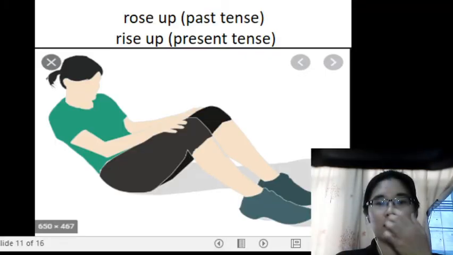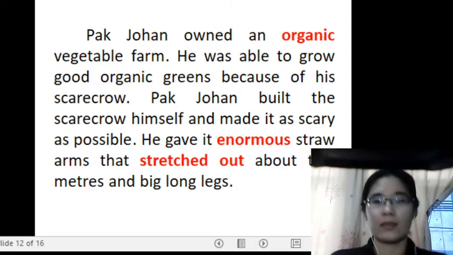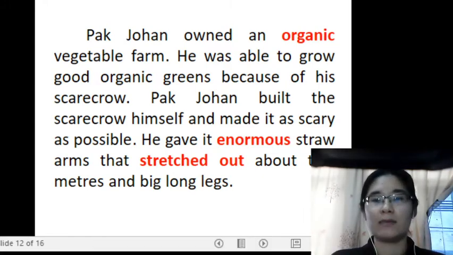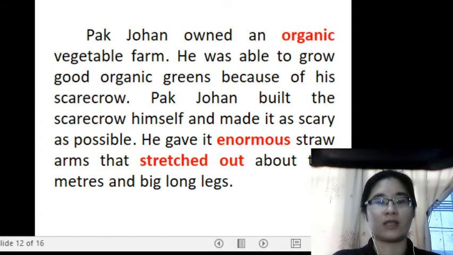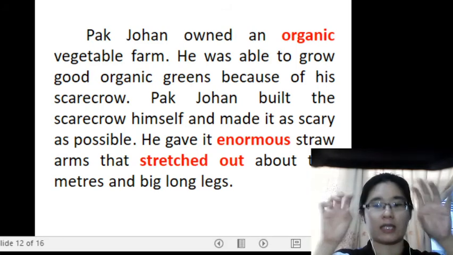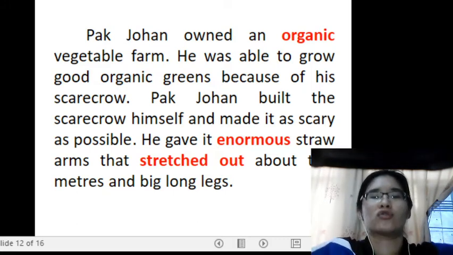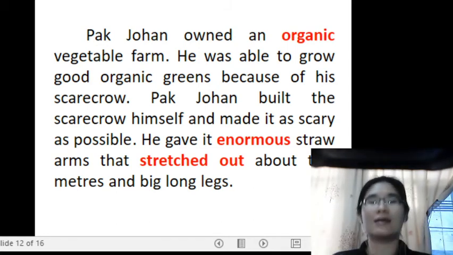Rose up or rise up. Okay, now let us read the story. Pak Johan owned an organic vegetable farm. He was able to grow good organic greens because of his scarecrow. Pak Johan built a scarecrow himself and made it as scary as possible. He gave it enormous straw arms that stretched out about 2 meters and big long legs.